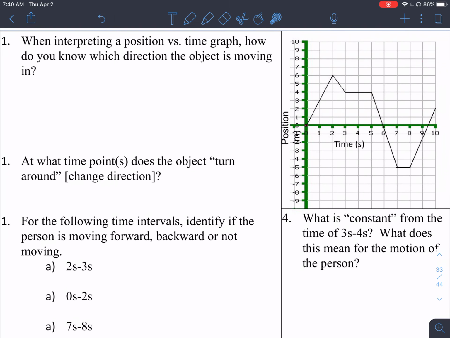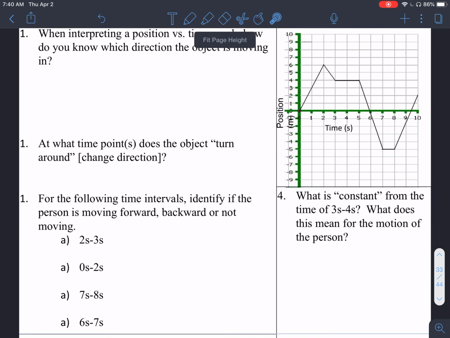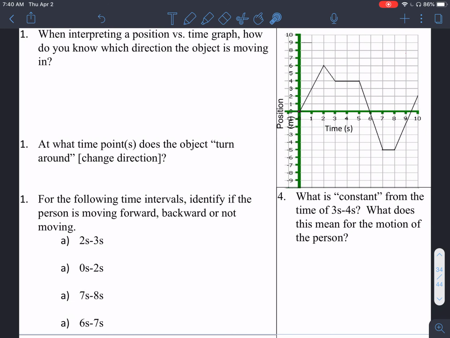All right, new graph for this one. All of the questions should be answered based off of what is over here. Go ahead and pause the video and try these ones out.